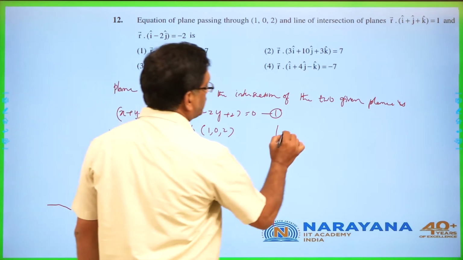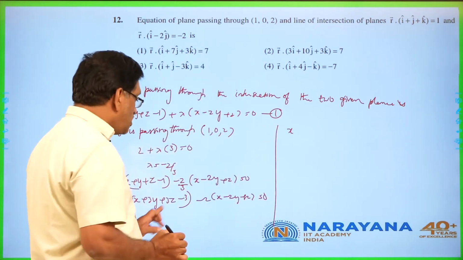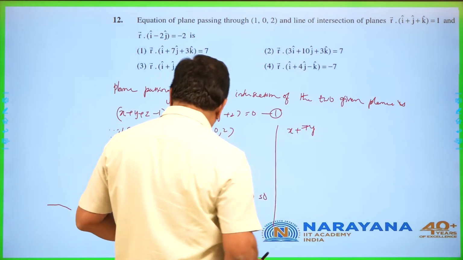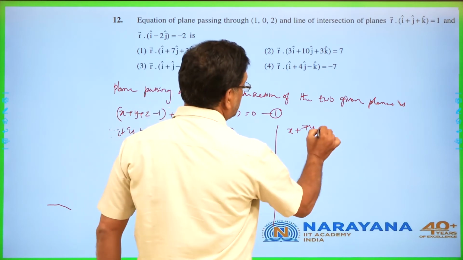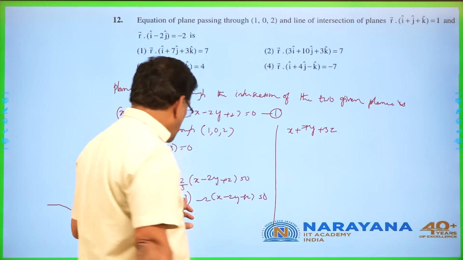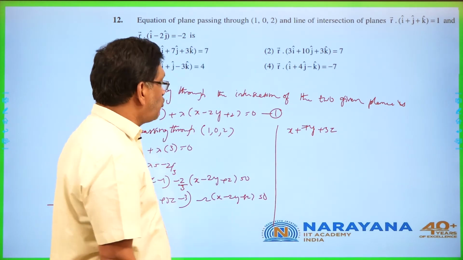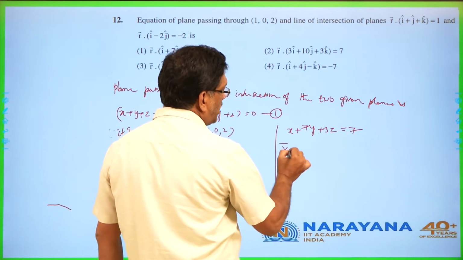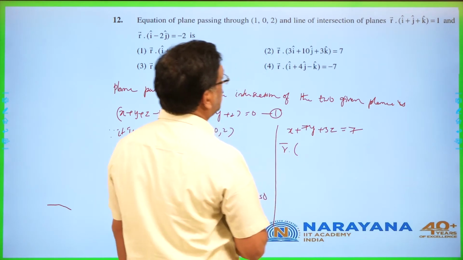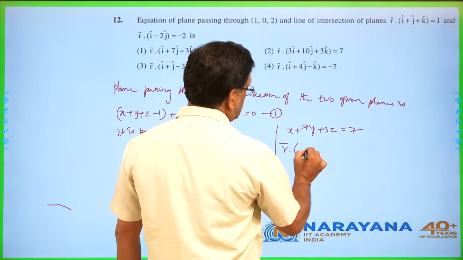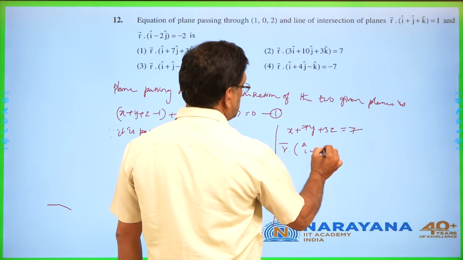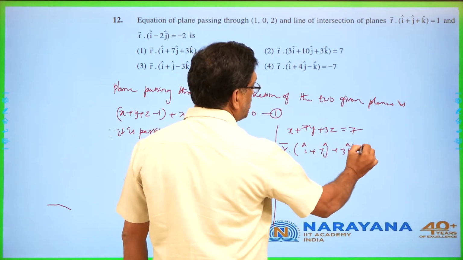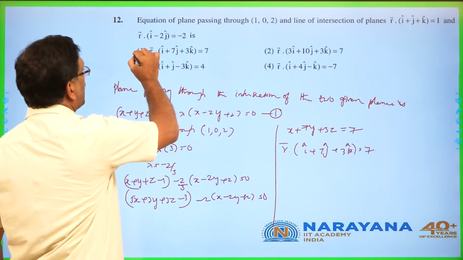3x minus 2x, x; 3y plus 4y, 7y, right? 3z, here 3z. Here minus 3, minus 4, minus 7. That is 7. This you can write r bar dot (i cap plus 7j cap plus 3k cap) equal to 7, like this.